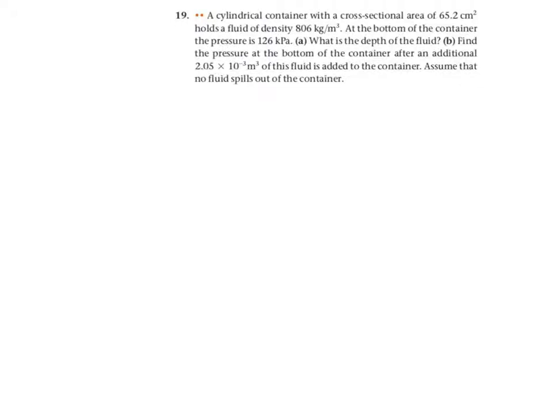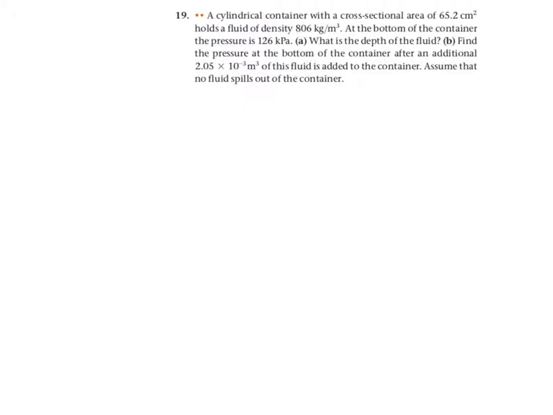Chapter 15, Number 19. A cylindrical container with a cross-sectional area of 65.2 centimeters squared holds a fluid of density 806 kilograms per meter cubed. At the bottom of the container, the pressure is 126 kilopascals. A, what is the depth of fluid? And B, what is the pressure at the bottom of the container after an additional amount of this fluid is added to the container, assuming that no fluid spills out of the container?